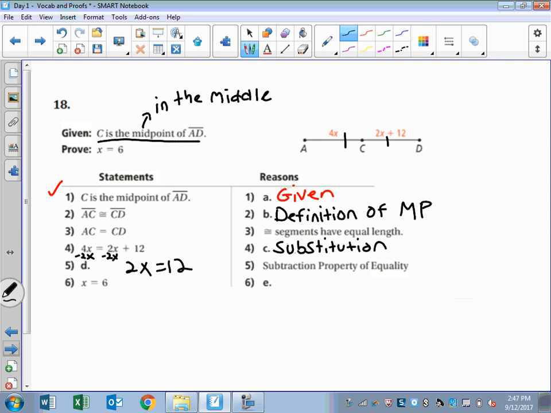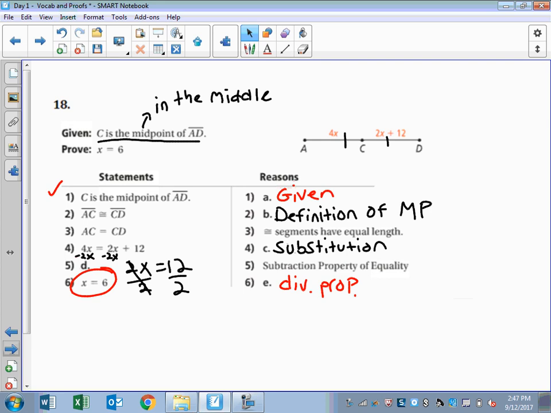And then the last thing we would have to do to get x by itself is divide by 2 on both sides. And that would give us x equals 6. And that is going to be the division property of equality, because we divided on both sides. So that is it for the examples.